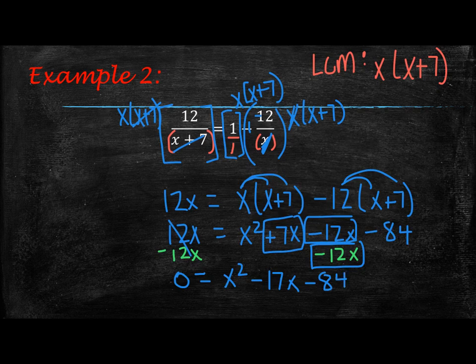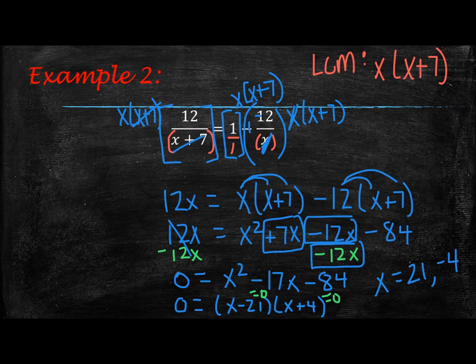At this point, with the quadratic, you can either factor it or use the quadratic formula. I do notice that it factors pretty easily. It's going to be x minus 21 times x plus 4. And so after I set these equal to 0, one equal to 0 and the other equal to 0, what I get for my answers are x equals 21 and negative 4.